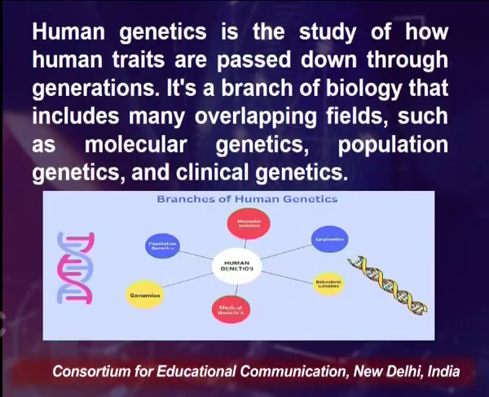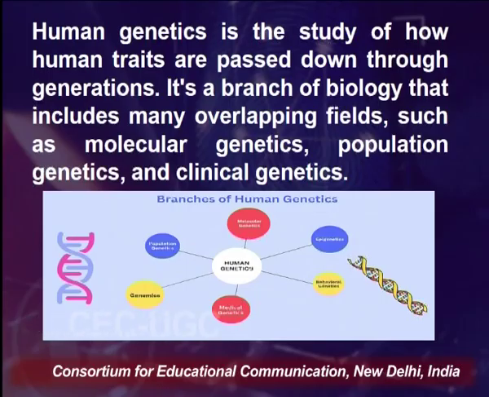So what is human genetics? The major definition is that it is the study of how human traits are passed down through generations. The traits we are talking about are those traits which make a human being. For example, the height of the person, the eye color, the skin color, the hair texture. Major traits may be visible to the human eye or not visible to the human eye. They are passed down through generations.